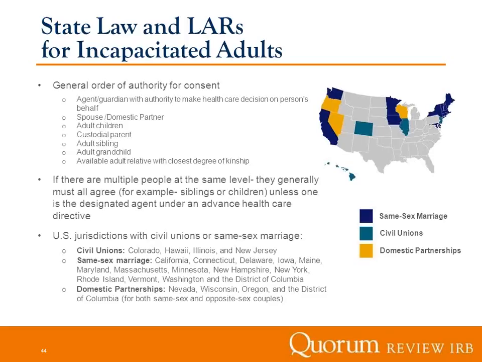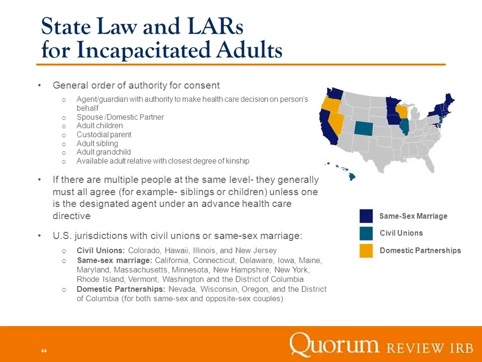So typically it starts with the spouse or domestic partner, then adult children, the custodial parent, an adult sibling, grandchild, and available adult relative with the closest degree of kinship. So in the absence of any of these other people, it could be someone that's actually quite remote from you that ultimately could make a decision on your behalf.